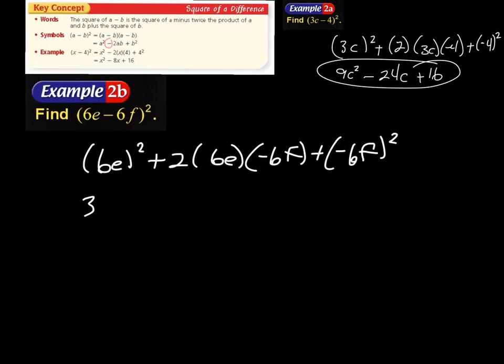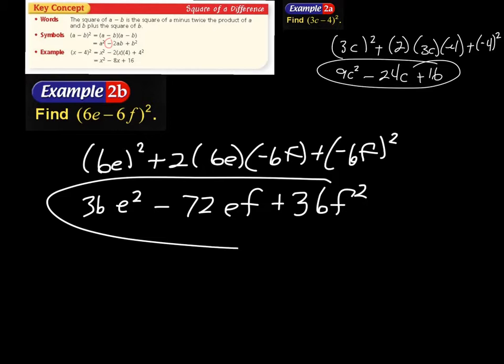So we're going to have 36e squared minus 72ef minus, oops, negative times negative is positive, my bad, plus 36f squared. And they're very quick problems.